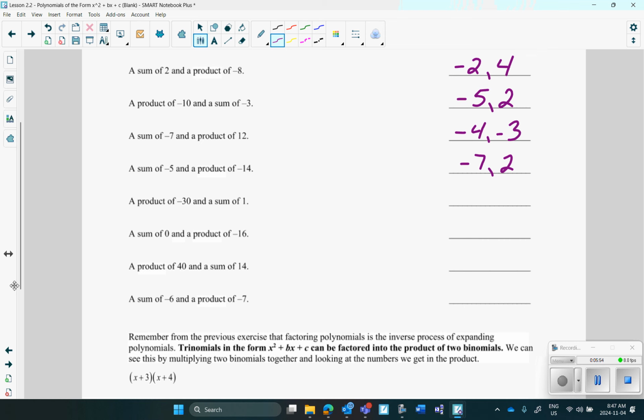Product of -30, sum of 1. Two numbers that multiply to get 30. What comes to mind? 5 and 6. And one of them has to be negative. And we need a sum of 1, so it would be 6 and -5.